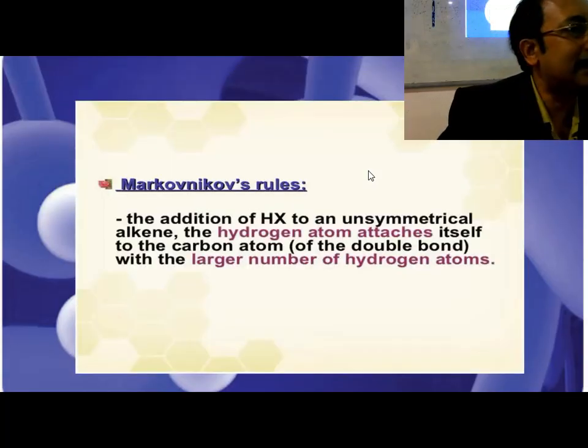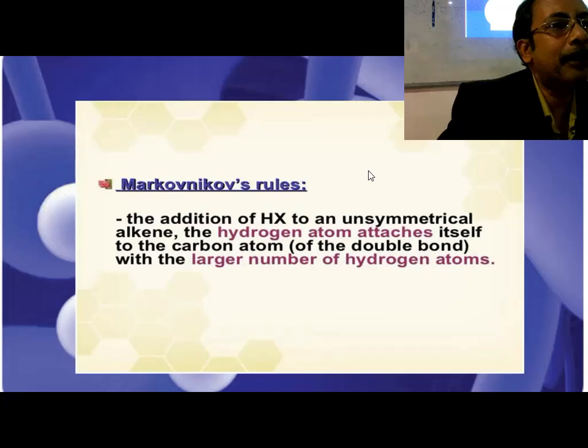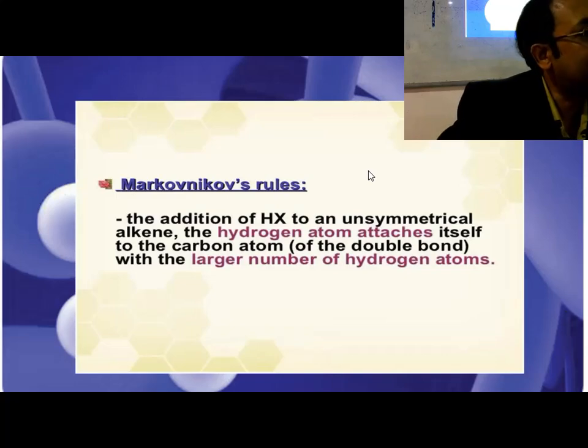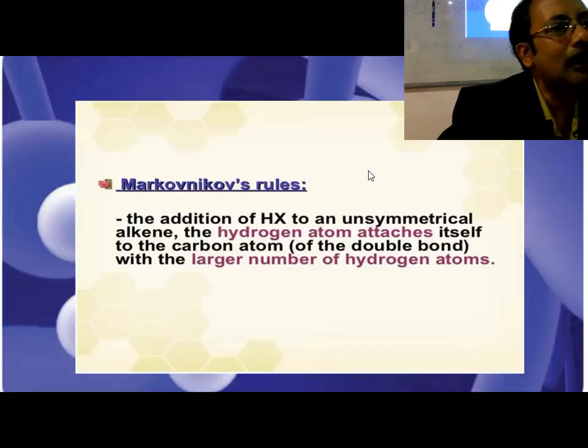The Markovnikov addition rule. The negative part of the addendum is getting added to the most substituted carbon. If you take some olefin or alkene, alkenes are also called olefins, the addendum is HX. X is the negative part and H is the positive part. Just to make it generalized, we call it HX. So X minus is getting added to the most substituted carbon and H is getting added to the less substituted carbon.